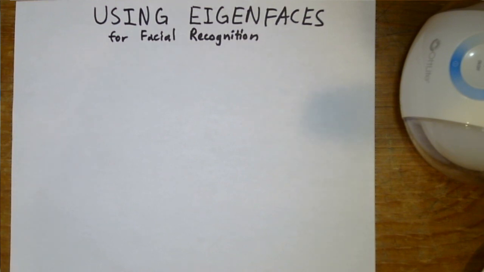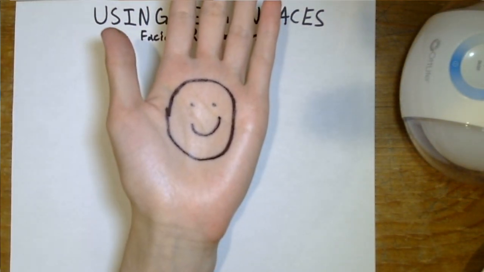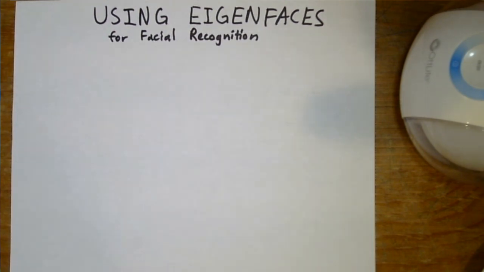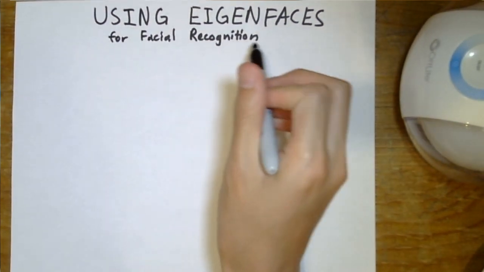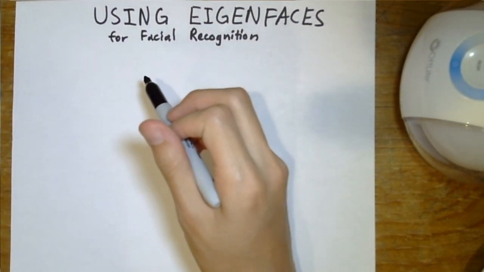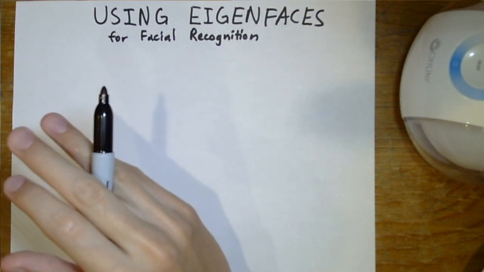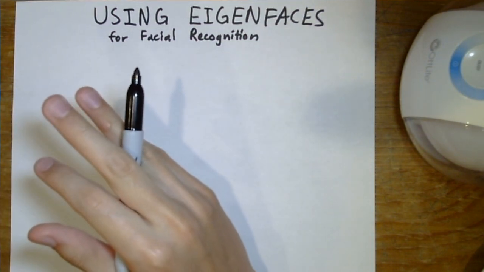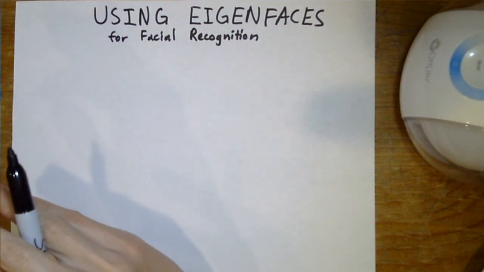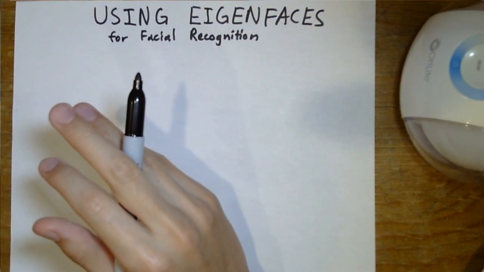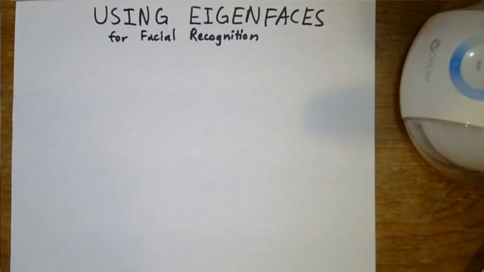Hello. If you've ever used facial recognition to unlock your phone, then there's certainly some beautiful linear algebra at work. Today, we'll explore one of the more foundational methods, which is eigenfaces for facial recognition, which today is a little bit outdated and less powerful than convolutional neural networks, but is still a very interesting exploration.